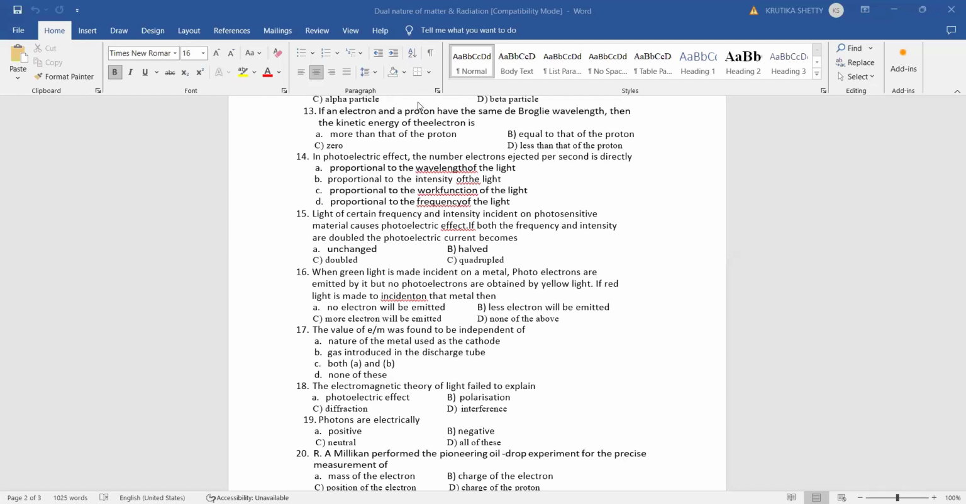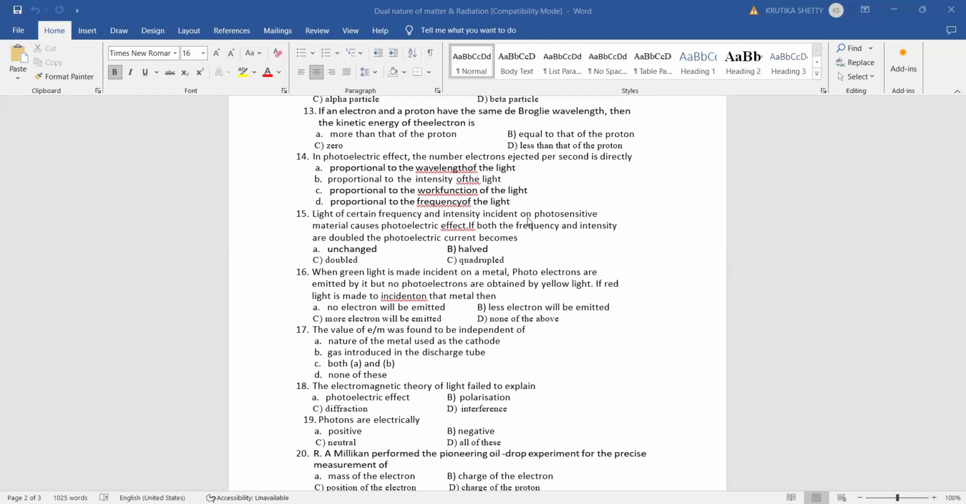Yes, option B, sure. The number of electrons ejected per second, so option B is the right answer. That is, it is proportional to the intensity of the light. Okay, option B is the right answer. Go for the next question.